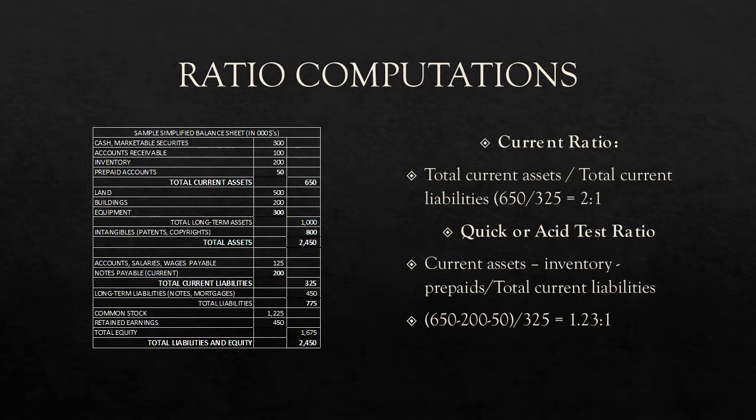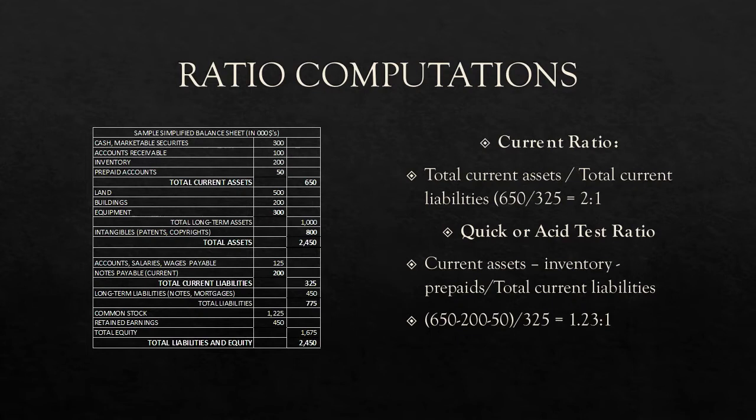But when you look at this particular balance sheet, I have bolded the idea of total current assets and bolded the concept there of total current liabilities. And when we divide one by the other, what we get is $650,000 divided by $325,000, or a ratio of 2 to 1. That is a good current ratio.